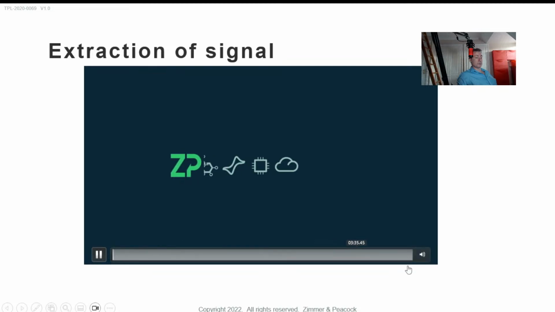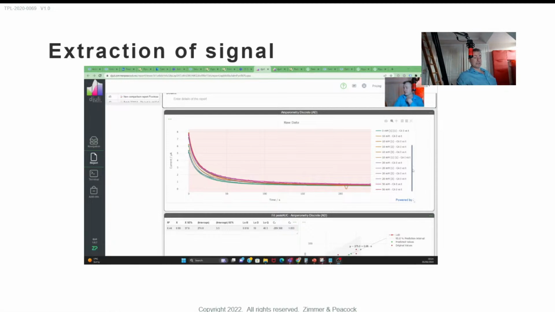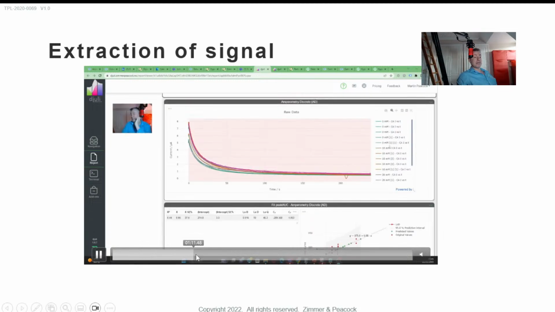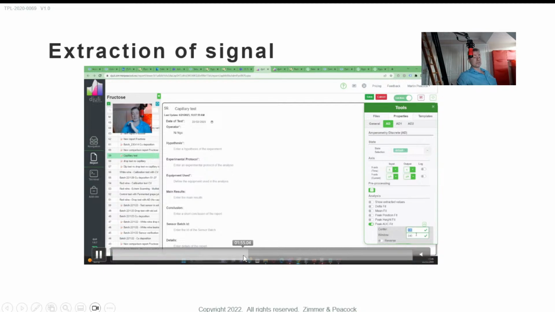Extraction of signal. This is one of those bullet points I listed earlier on. I have a video on this where I say, look, this is the same data, and whether I analyze it in different time segments, I can really affect the limit of detection. So this is a software system called Julie.